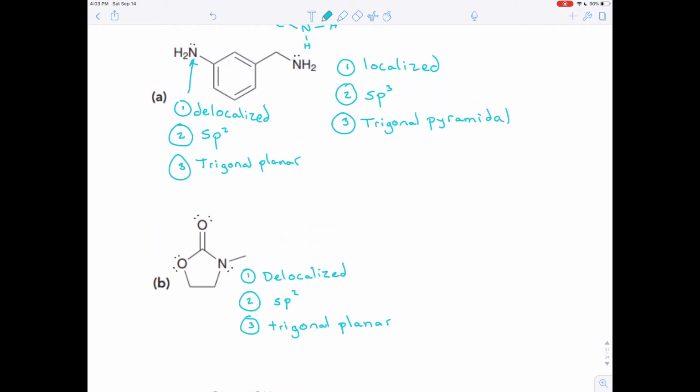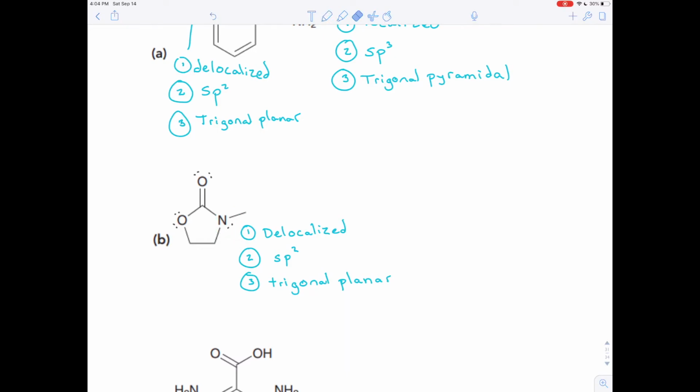So notice, it looked like this nitrogen is similar to that one, but because this nitrogen has electrons that are involved in resonance, it needs a p orbital that changes its hybridization and its shape from what it is when it doesn't have resonance.